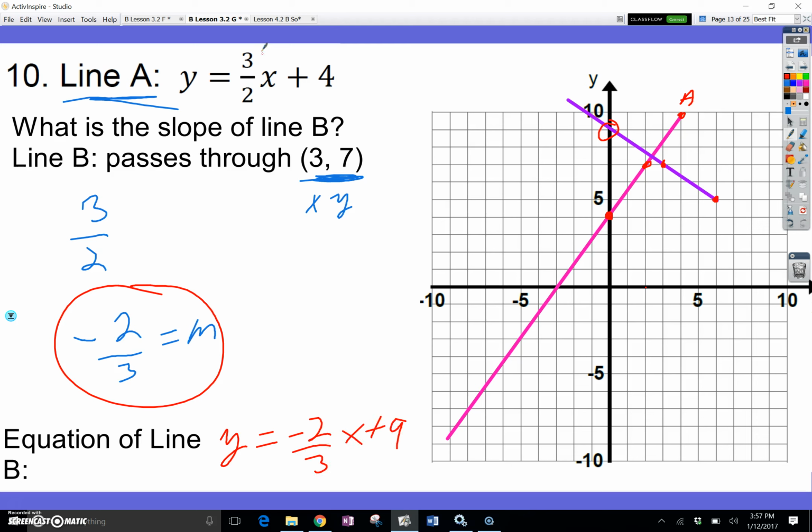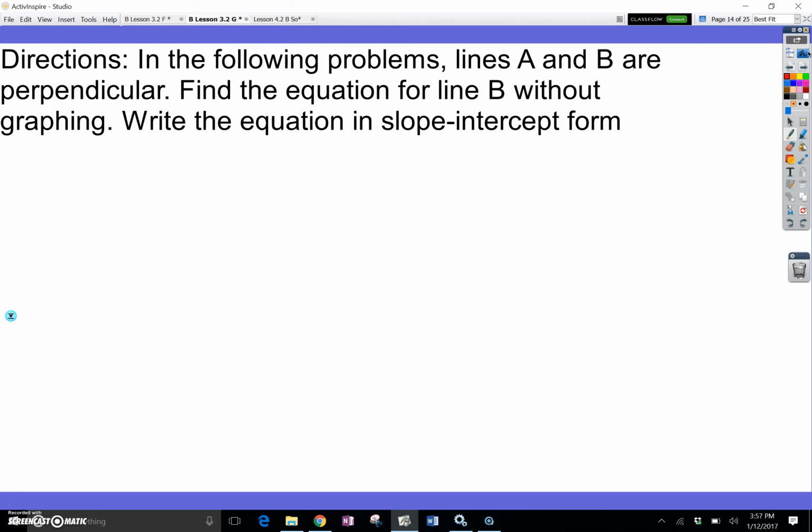Really quickly, guys, I want you to notice with perpendicular, you're going to have opposite reciprocals. It's also called the inverse. So you flip the fraction and flip the sign, whatever it is. And the b values could be the same, but most likely will be different. So in the following problems, line A and B are perpendicular. I want you to find the equation for B without graphing.